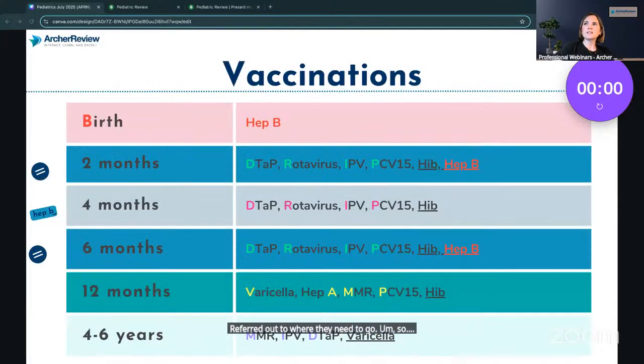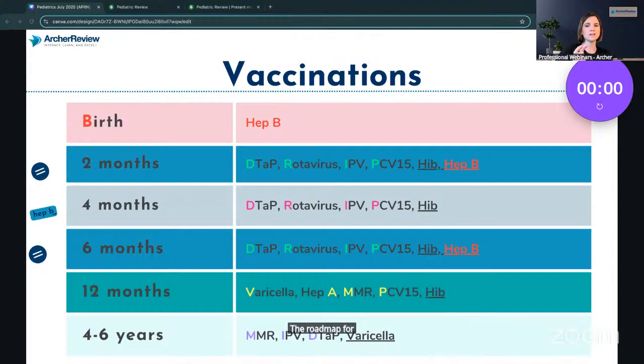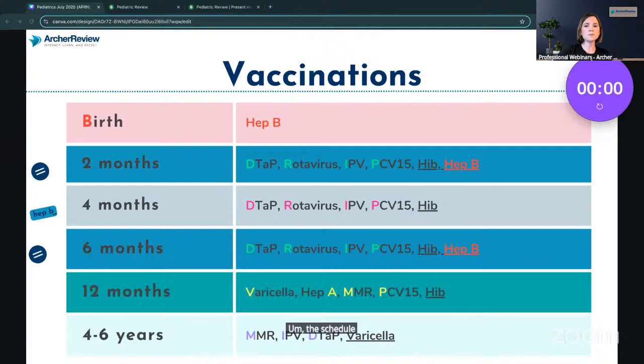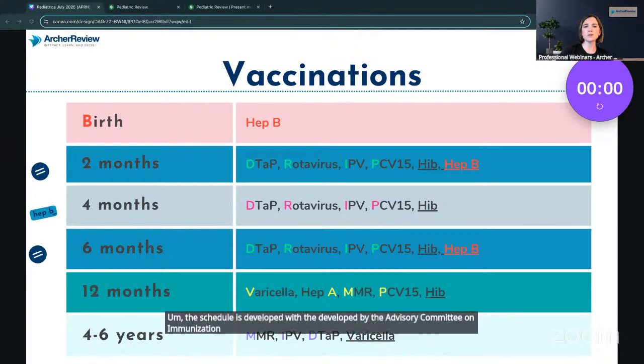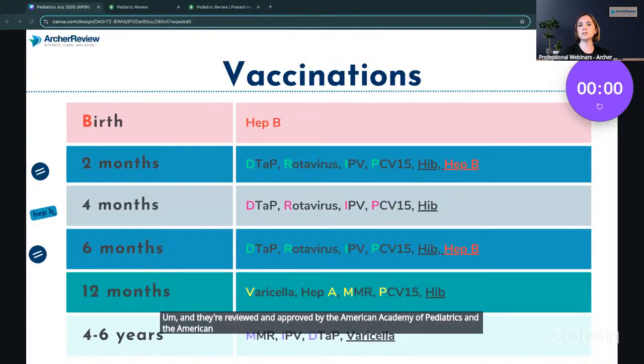All right, on to vaccinations. So this is obviously a hot topic in today's world. The CDC's immunization schedule, though, is the roadmap for when kids should receive specific vaccinations to protect them from these serious and sometimes life-threatening diseases. The schedule is developed by the Advisory Committee on Immunization Practices, or ACIP, and they're reviewed and approved by the American Academy of Pediatrics and the American Academy of Family Physicians and other leading medical organizations.